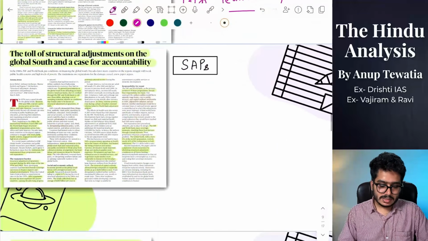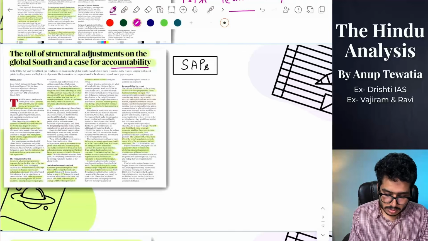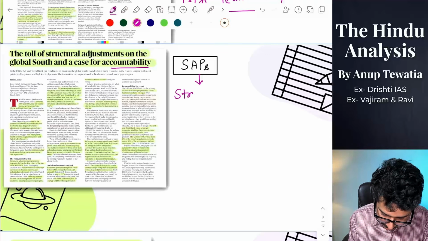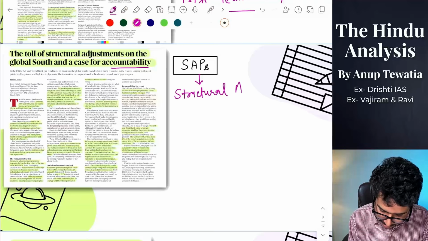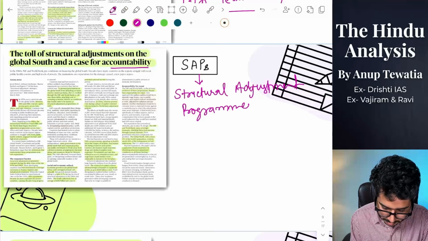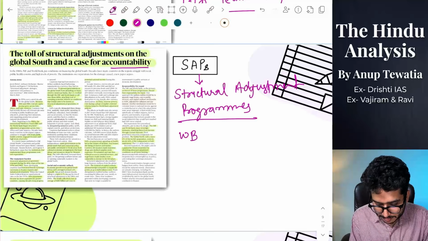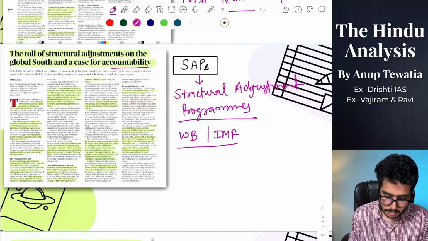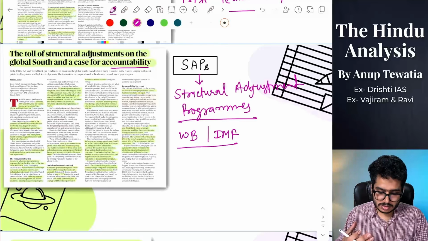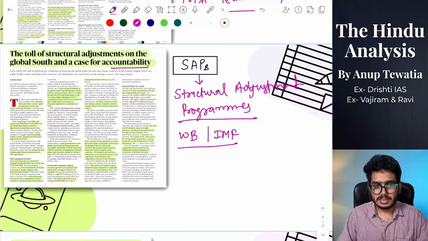Now, the third one is the toll of structural adjustments on the Global South and a case for accountability. So, SAP. First of all, what is this? SAP stands for Structural Adjustment Programs. This editorial primarily talks about how the World Bank and IMF are responsible for rising inequality or poverty in Third World countries, or the new countries formed after colonialism from the 1950s onwards.